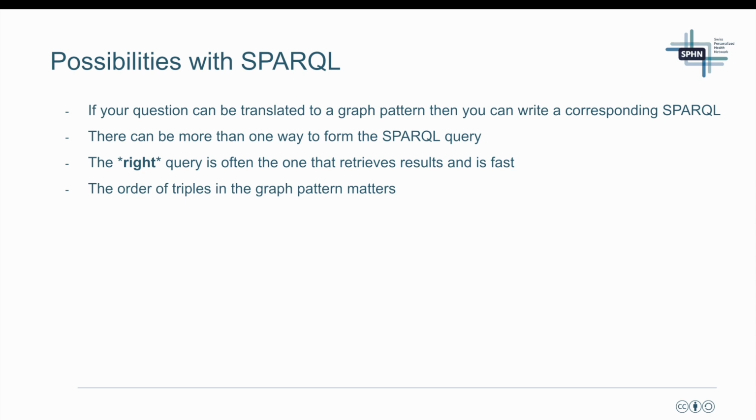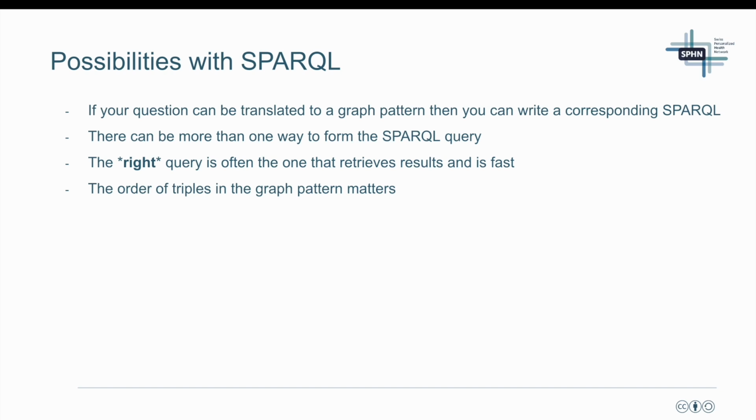SPARQL is an acronym for SPARQL Protocol and RDF Querying Language. Thus, it is a graph querying language. So if your question can be translated to a graph pattern, then you can write a SPARQL query corresponding to your question. By graph pattern, we mean a set of triples that represents your question, which can then be evaluated by the triple store. Note that there can be more than one way to form a SPARQL query.